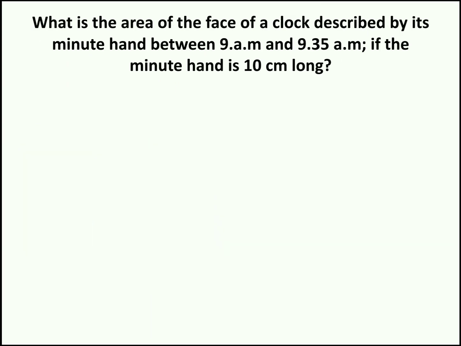What is the area of the face of a clock described by its minute hand between 9 am and 9:35 am if the minute hand is 10 centimeters long? So we have to find the area the needle covered. Now we know this clock is a circle shaped structure, right? So from 12, 3, 6 and 9. So at 9 o'clock, the minute needle will be pointing to 12 and the hour needle will be pointing to 9.